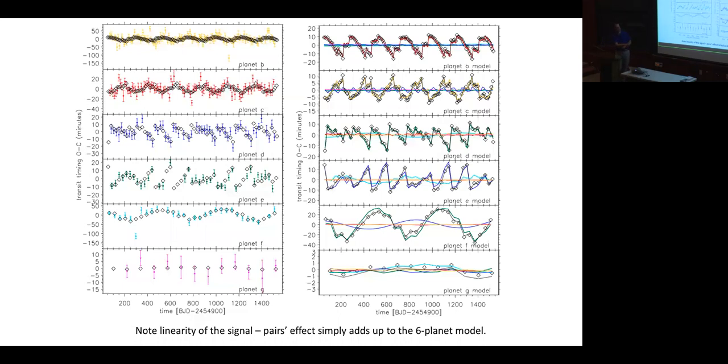And so what you're supposed to see is that they both contribute, and they contribute linearly, both in the mass of each individual planet, and also they add up perfectly directly. So each pair's effect simply adds up to the 6-planet model. And since they're perturbing each other on different timescales, so the dark blue is perturbing on one timescale and the light blue on a different timescale, it's quite separable. There are not large mass correlations between the masses derived for these different planets. All right, so that's Kepler-11.